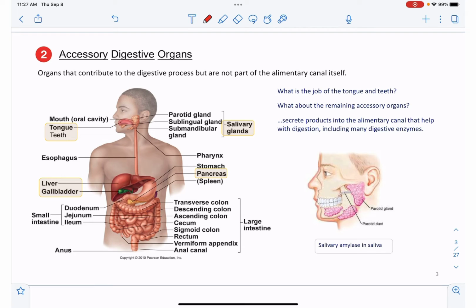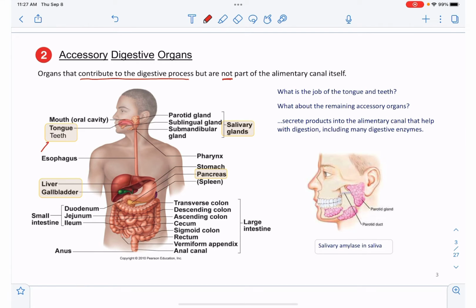The other part of the digestive system are what we call the accessory digestive organs. These are organs that contribute to digestive processes, but they're not part of the alimentary canal itself. So let's take a look at these different accessory digestive organs. We have the tongue and the teeth, salivary glands, the liver and gallbladder, and also the pancreas. These are all the accessory digestive organs.